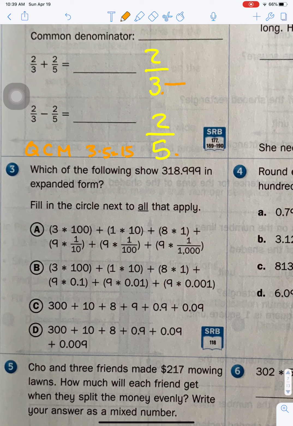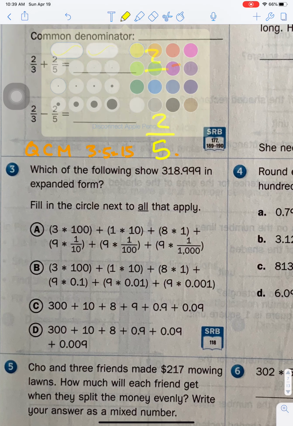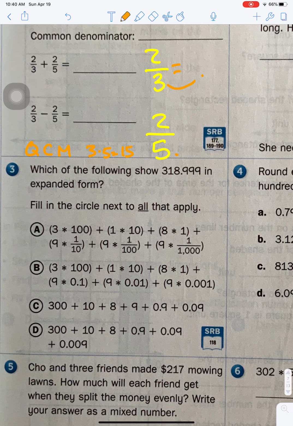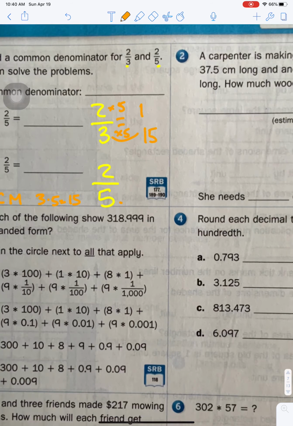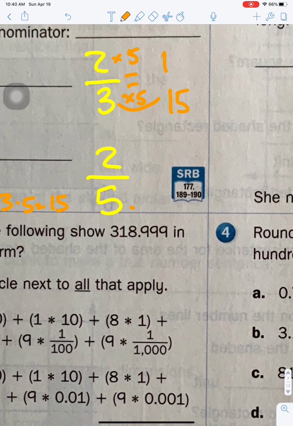So a common denominator that they can have, I'm going to make an equivalent fraction here and change the 3 to 15. And that was times 5. So we multiplied the numerator times 5, and that's 10/15. We haven't done this for a couple of months, so hopefully you remember how to find a common denominator.